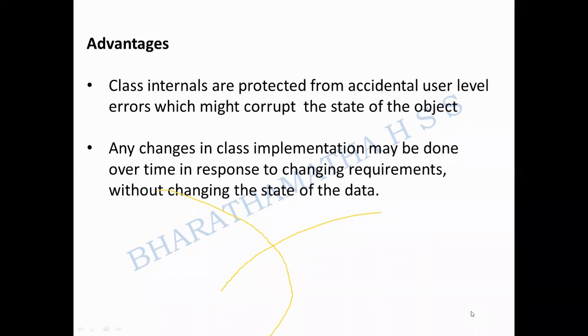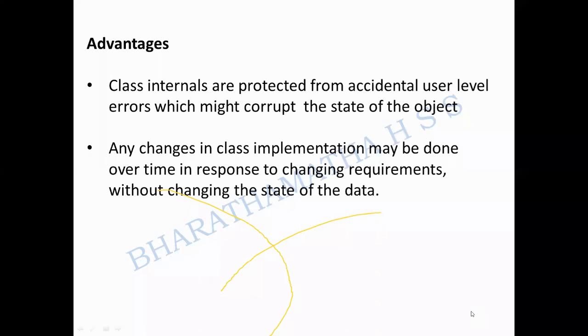Apart from that, we cannot use it anywhere else as we like. We cannot take a privately declared variable and use it publicly as we like. Okay, so what happens is, accidental user level errors can only be minimized in this way. Okay, so this is what is meant by your class internals are protected.